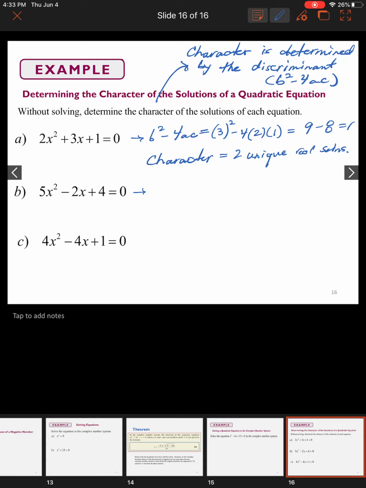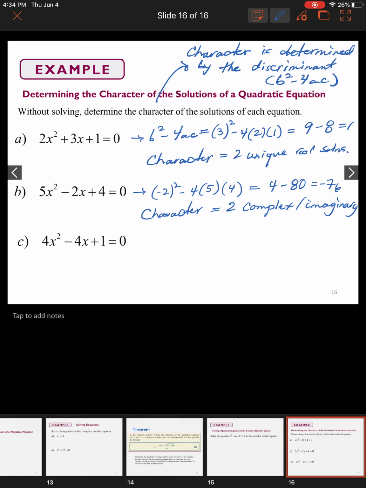Right? And you do the same thing every time. You have b squared minus 4ac, and that is negative 2 squared minus 4 times 5 times 4. That tells me that I have 4 minus 80. My discriminant is negative, so the character is 2 complex or imaginary solutions.